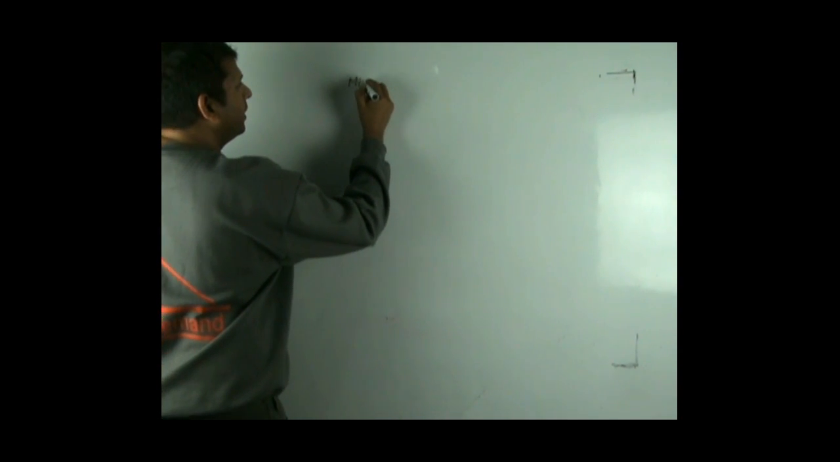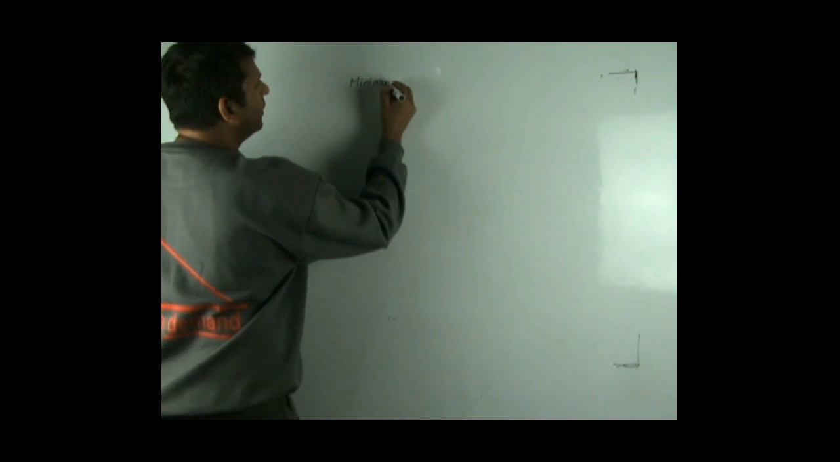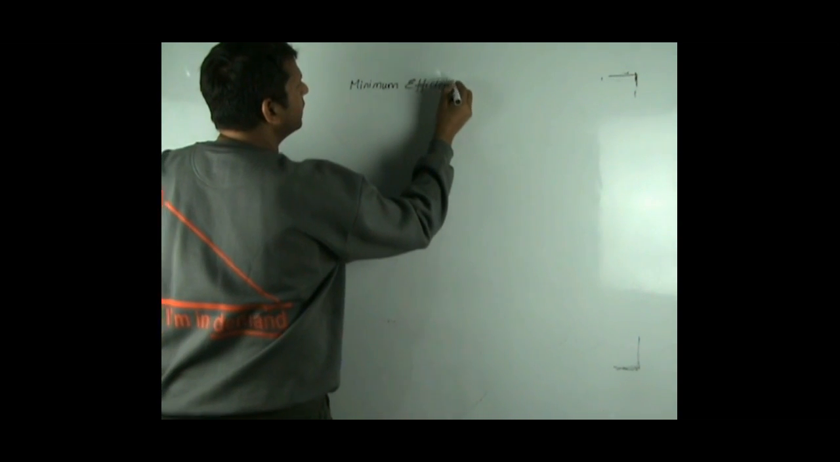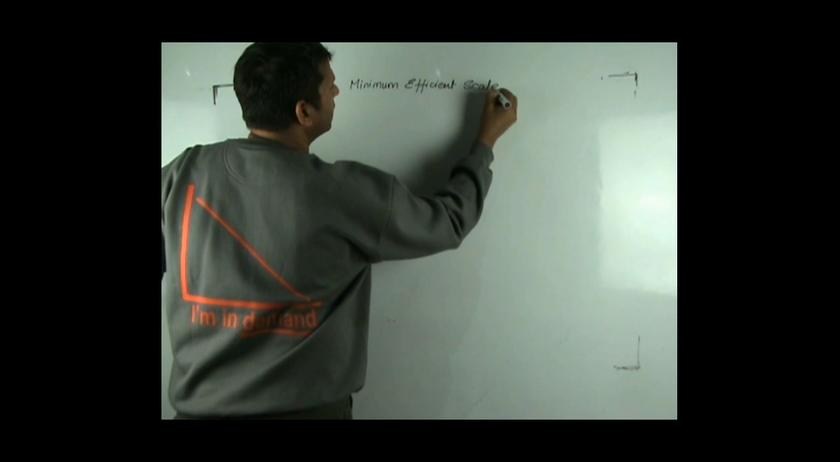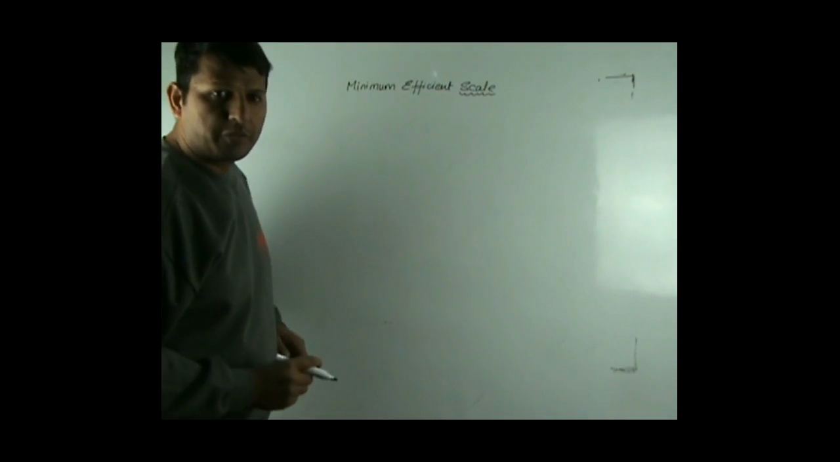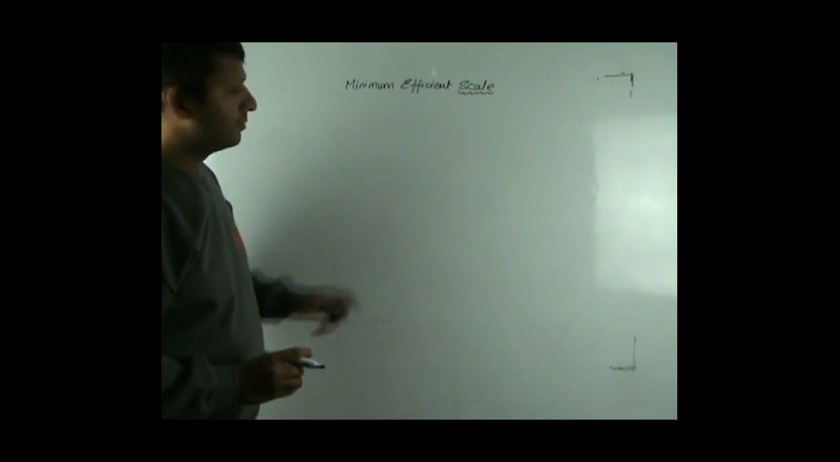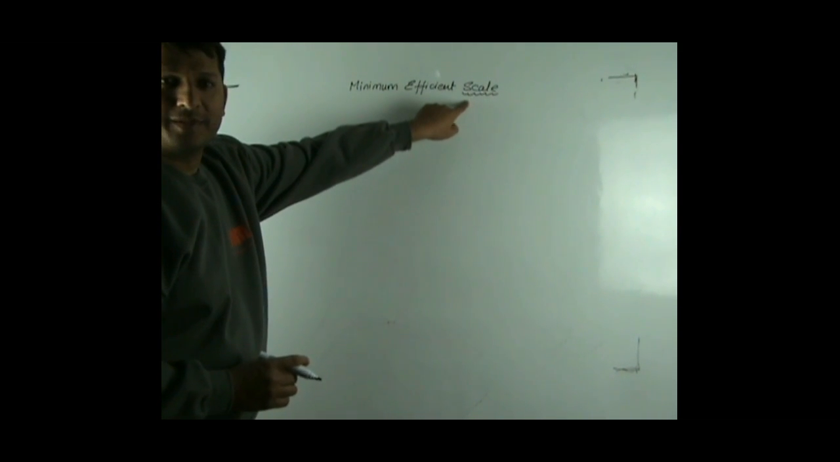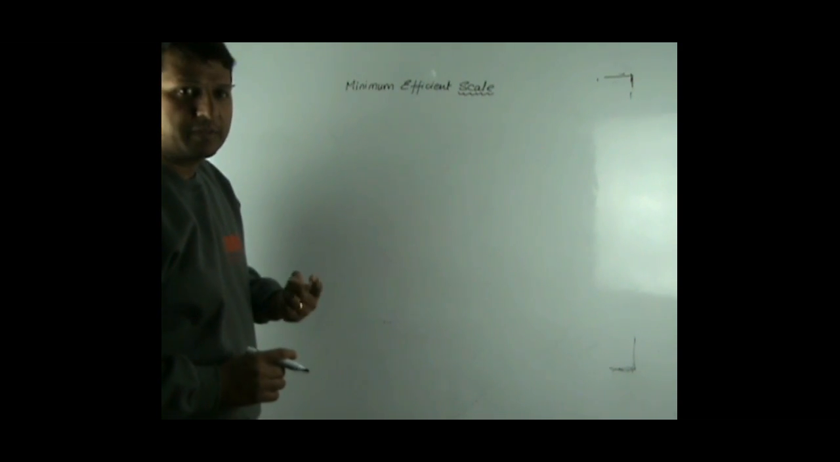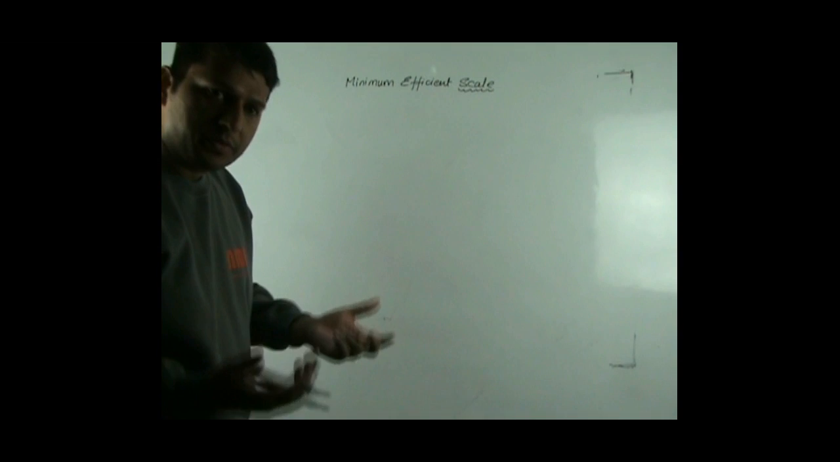Right, we're going to learn about minimum efficient scale. As the name suggests, is it in the long run or short run? Long run, sorry. And what does that mean? All factors, all inputs, all resources are variable in the long run, right?